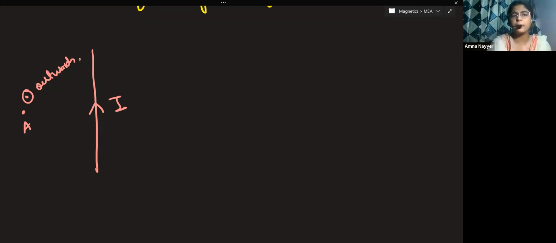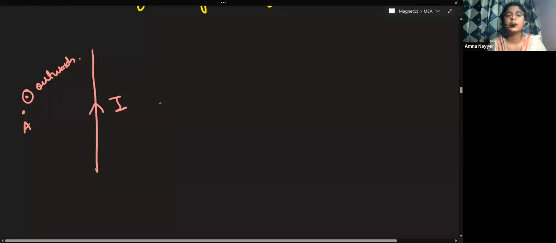I prefer the second method most of the time, but whatever suits you, you can write it. First method is also correct. It's just that the curvature of fingers sometimes becomes confusing for me, particularly. So I use the second method. But whatever method suits you, the answer will be the same. See, the answer was coming outwards also in yesterday's class.